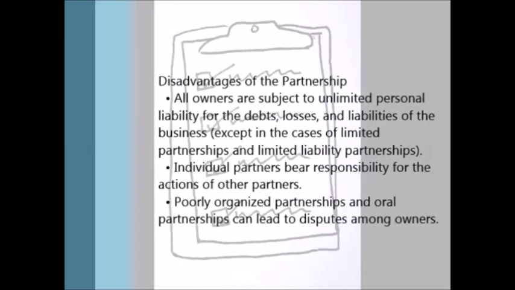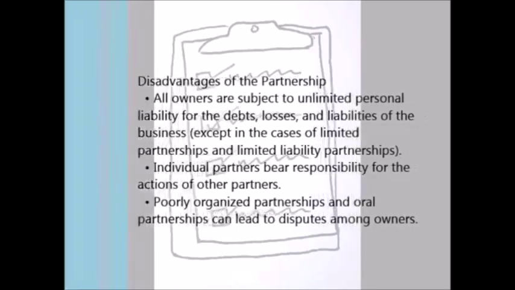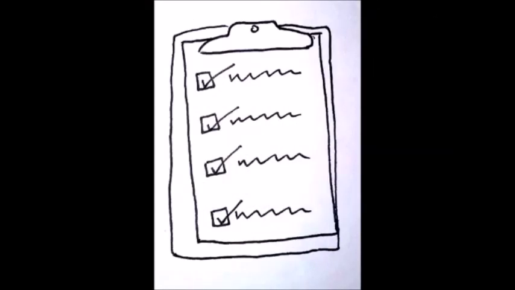So all of your personal property can go away because of a business debt. Individual partners can also bear the actions of the other partners. So if your partner goes into debt for the business, you are still liable for part of that debt. And then poorly organized partnerships or oral partnerships can lead to disputes among owners. So as I said, get the partnership agreement.